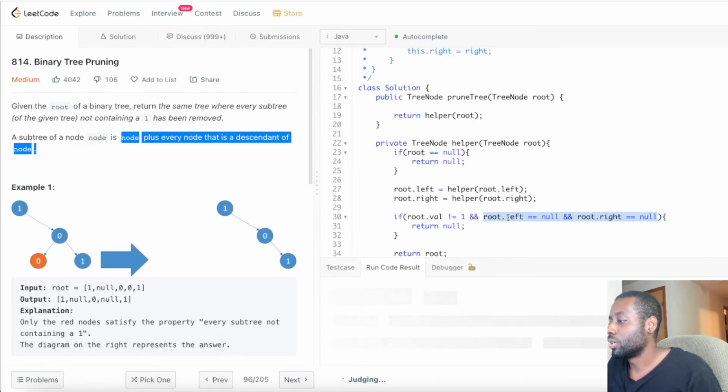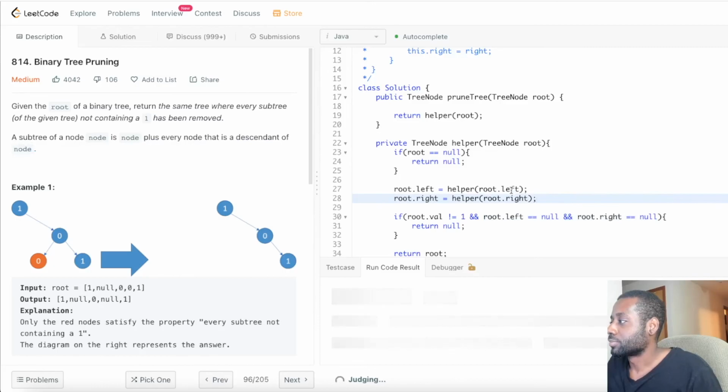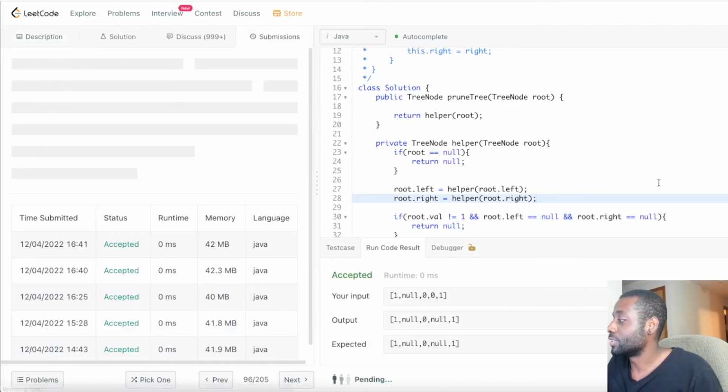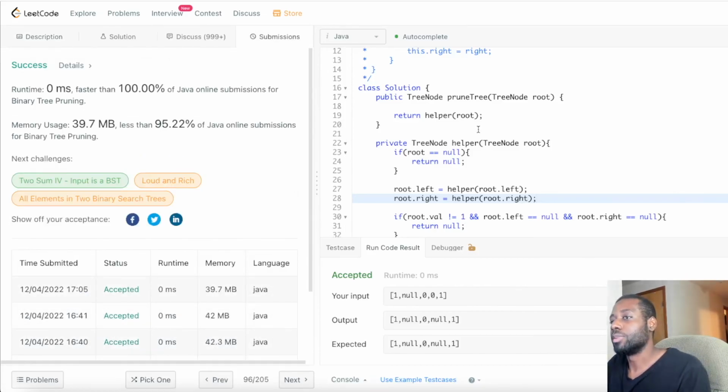So let's press run code, see if we pass these small test cases. Okay, it looks good. Let's press submit, see if we pass all these test cases. Awesome, guys. We were able to pass all the test cases.